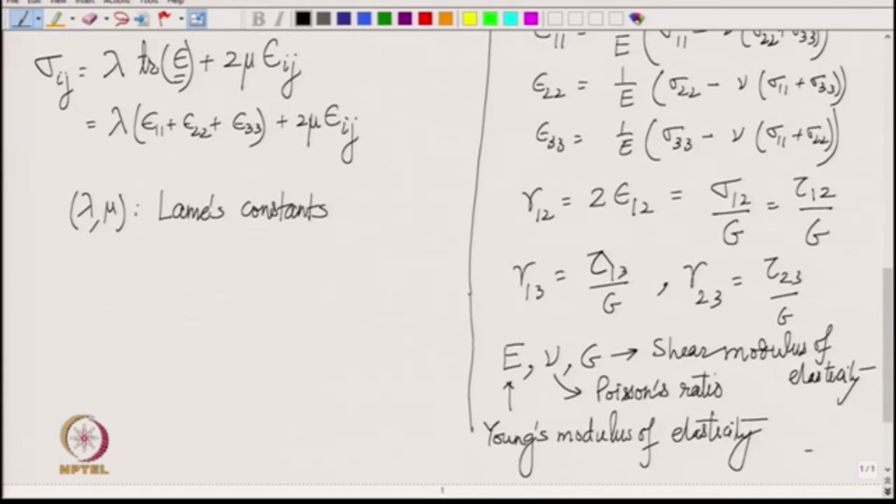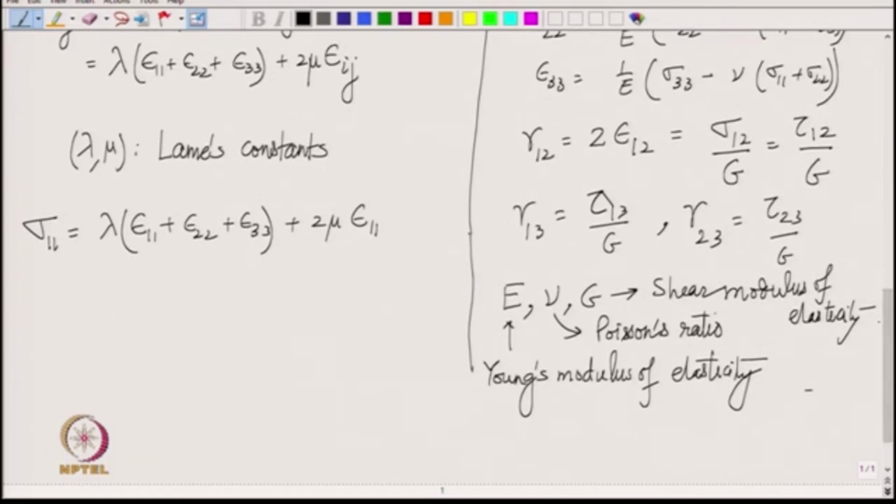And if you just look at, let us say i equal to 1 and j equal to 1, then sigma 11 is actually lambda times (epsilon 11 plus epsilon 22 plus epsilon 33) plus 2 mu epsilon 11, is not it? Can you see what is C1111 for example? So, C1111 relates sigma 11 and epsilon 11, is not it? So, that means C1111 you can read from here is lambda plus 2 mu, right. Likewise, what is C1122? So, that you can also read from here, it is lambda, which is also equal to C1133, is not it.